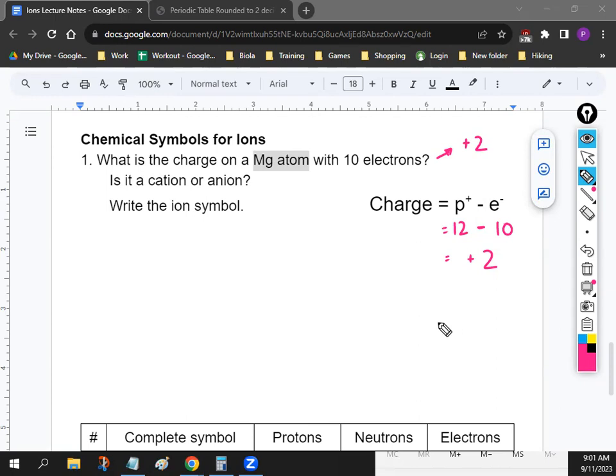So just keep that in mind. We need to specify if it's positive or negative. So if it's negative, just make sure you write -2. All right, let's go to the next question for this part. Is this a cation or anion? Yeah, cation. Cats are good. Remember, it's positive, so it's going to be a cation.